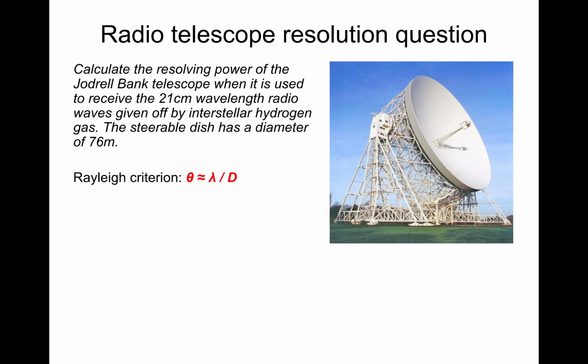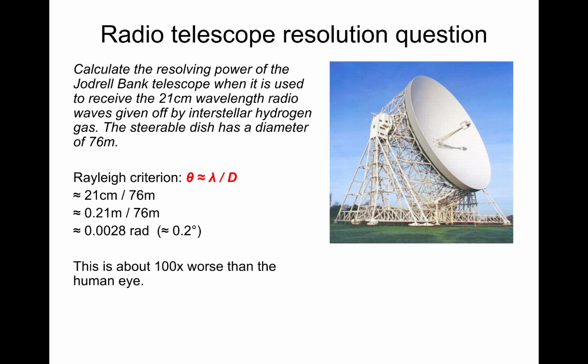So the Rayleigh criterion: angle θ is approximately equal to the wavelength divided by the diameter. So you've got 21 centimetres divided by 76 metres. Obviously the units need to be the same, so if you convert to metres, that gives us approximately 0.028 radians or 0.2 degrees, which is about 100 times worse than the human eye.